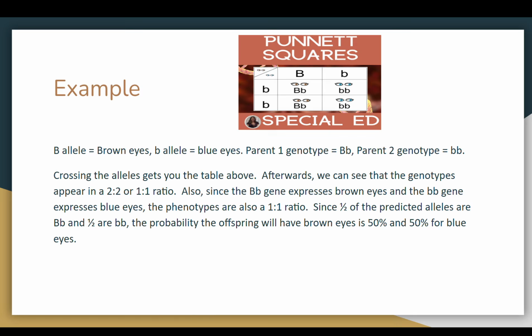And since the heterozygous gene expresses brown eyes and the homozygous recessive gene expresses blue eyes, the phenotypes are also in a 1-to-1 ratio, so the genotypic and phenotypic ratio are the same. Since one half of the predicted alleles are heterozygous and the other half are homozygous recessive, the probability that the offspring will have brown eyes is 50%, and the probability that the offspring will have blue eyes is also 50%. So it's an equal percent chance that the offspring will either have brown eyes or blue eyes for those particular parents.